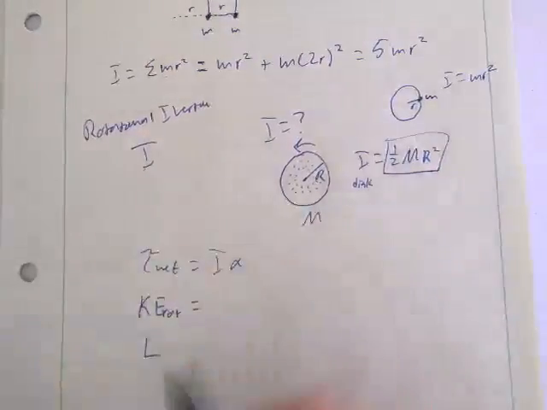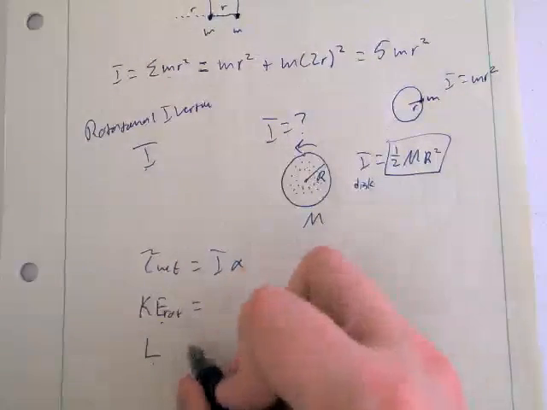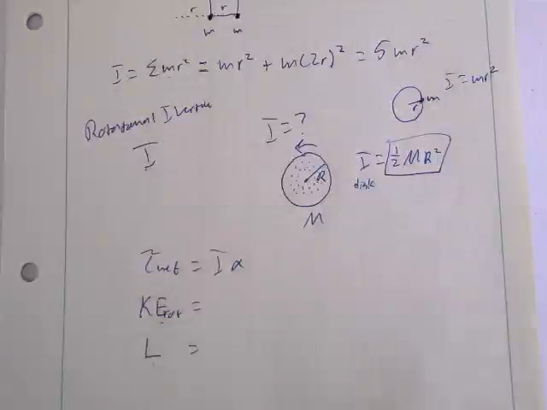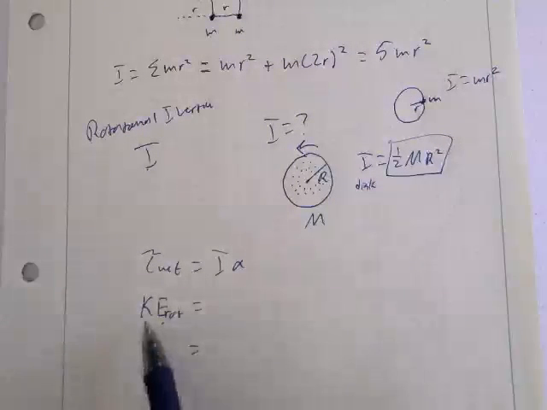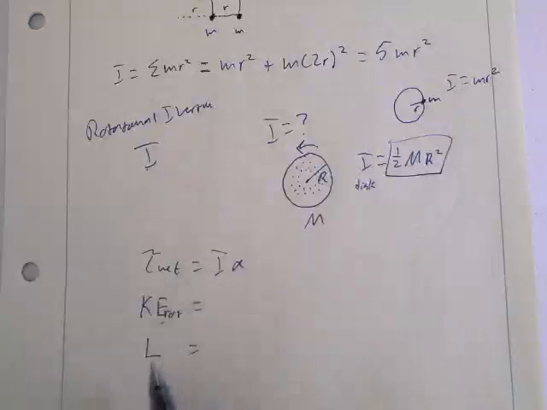Rotational kinetic energy, though, is another form of kinetic energy. Angular momentum is a little bit different. It's kind of a different concept altogether. We will still see some of the same rules apply that we did when we talked about linear kinetic energy and linear momentum.